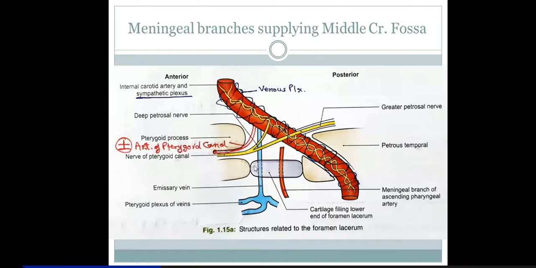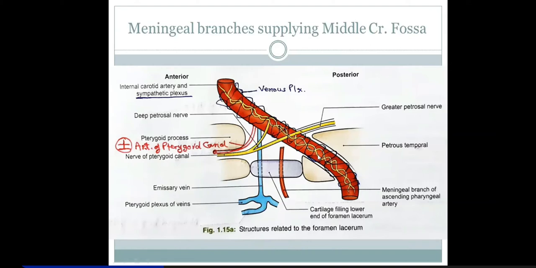First of all, it's not a true foramen. A true foramen is one whose margins are within a single bone, completely surrounded by a single bone. But here a gap is formed by the approximation of two or three different bones, and that's called a false foramen. Another false foramen in the cranium is the jugular foramen.